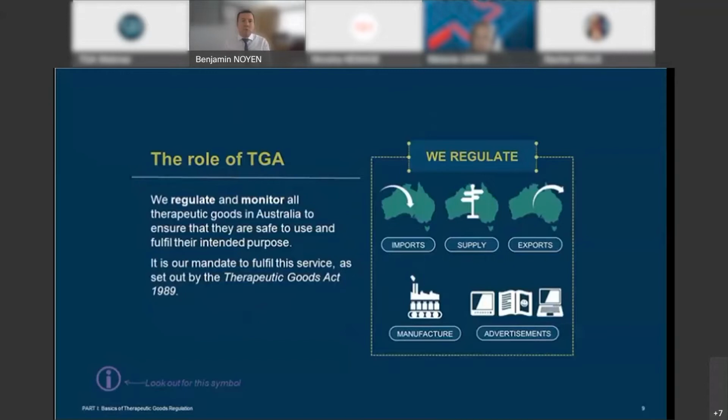So first, we'll have a look at the TGA, who we are and what we do. We are part of the Australian Government Department of Health. We regulate and monitor all therapeutic goods to ensure they are safe and do what they are meant to do. We do this in line with the Therapeutic Goods Act, which provides a uniform national system of controls over therapeutic goods. This benefits both consumers and industry. When going through these slides, please look for the I symbol, which will link you to the relevant page of our website. This link takes you to the Therapeutic Goods Act on this particular slide.